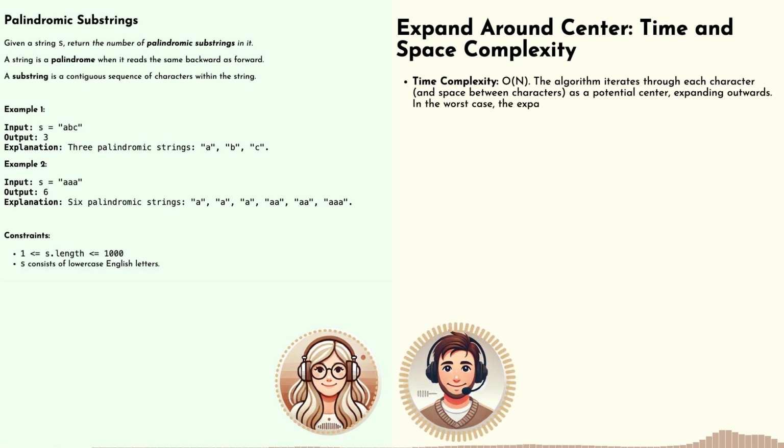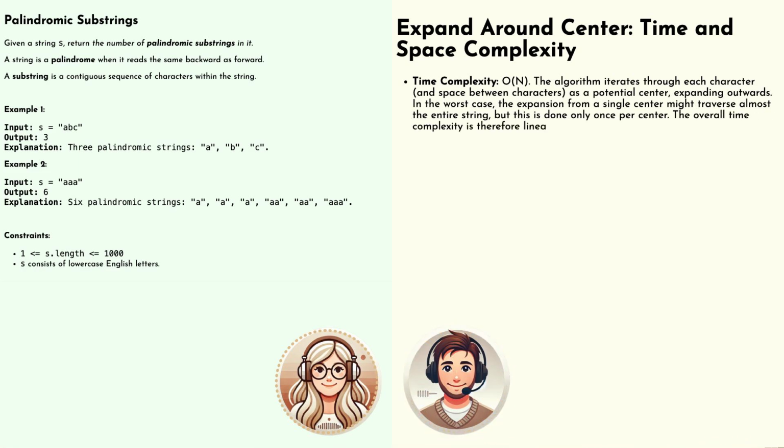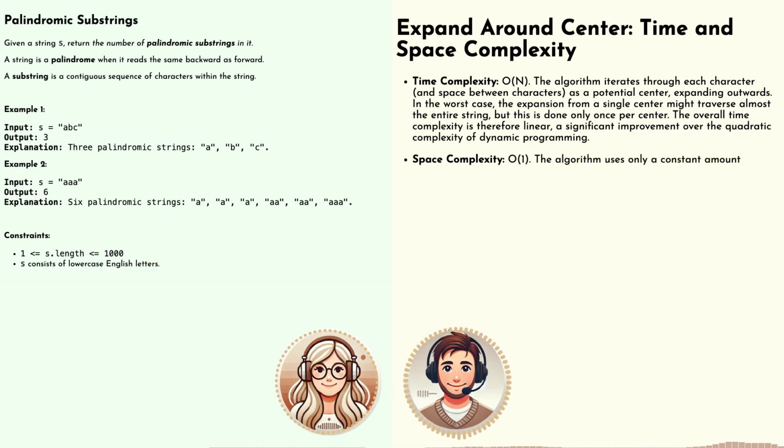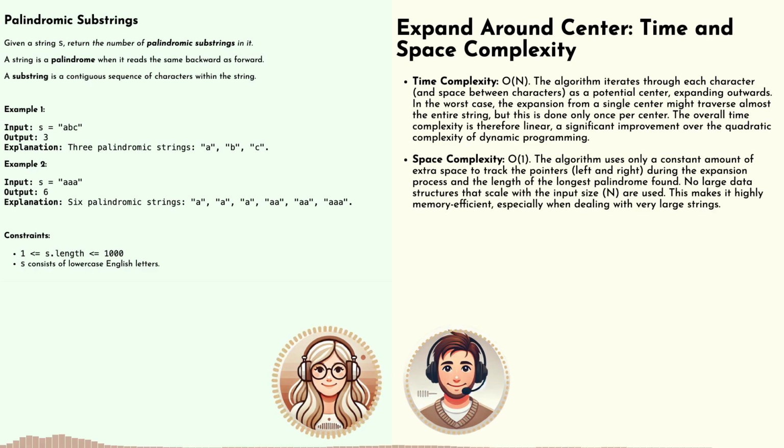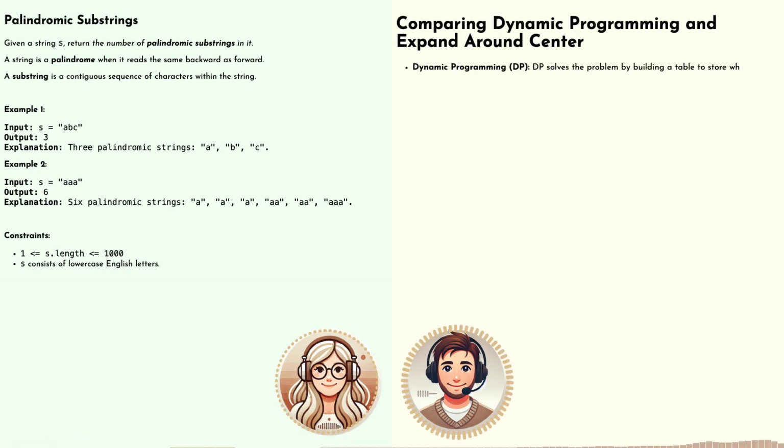Expand around center actually has the same time complexity as dynamic programming, O(n squared). We might end up checking some character combinations multiple times, especially for longer palindromes. However, it has a major advantage in terms of space complexity. Let me guess. It's more memory efficient. Yeah, because we're not building a table. Exactly. We're only keeping track of a few variables as we iterate through the string, so the space complexity is O(1), just like brute force.